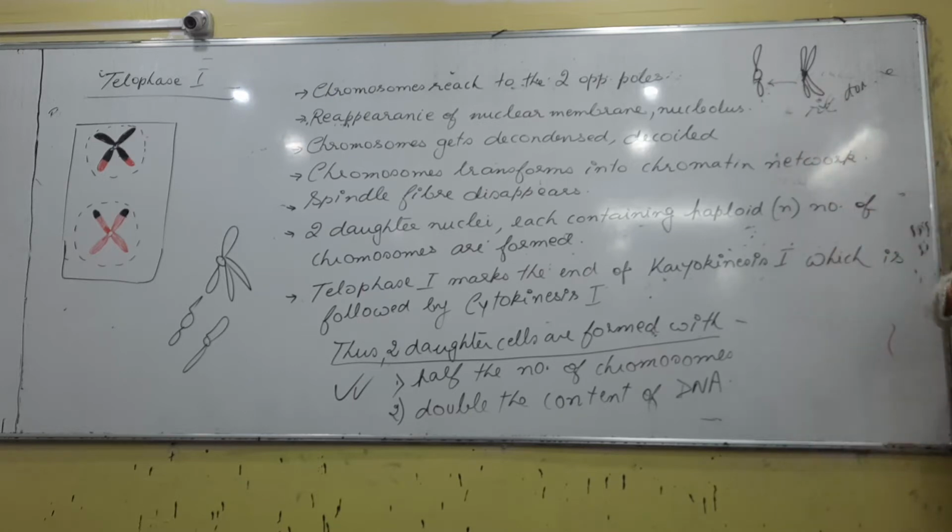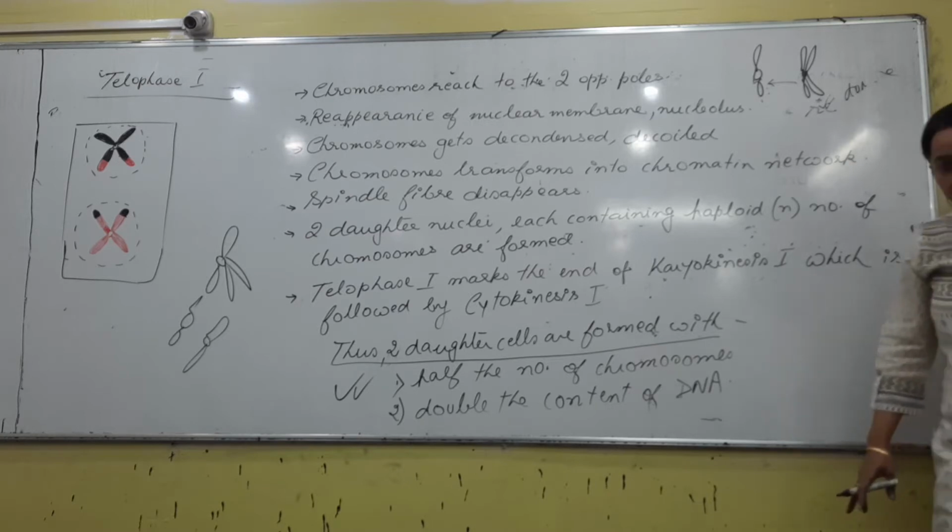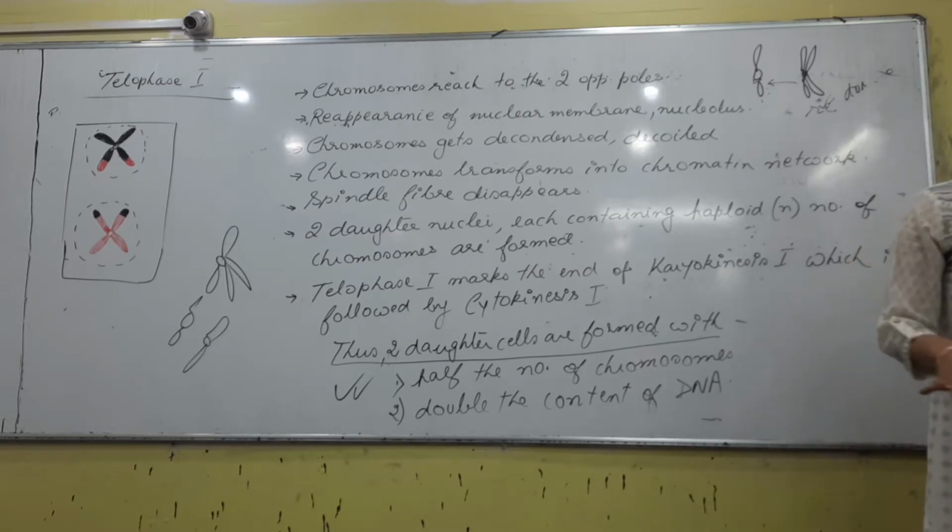So meiosis completes itself in two phases. One is meiosis 1, the other is meiosis 2. Did you understand? Okay. Now again the same question. Meiosis is called a reduction division. Why is it called a reduction division? Because the chromosome number reduces. Where does the chromosome number reduce, or in which phase do we see this? It's seen in meiosis 1.